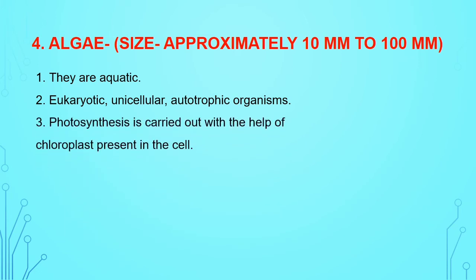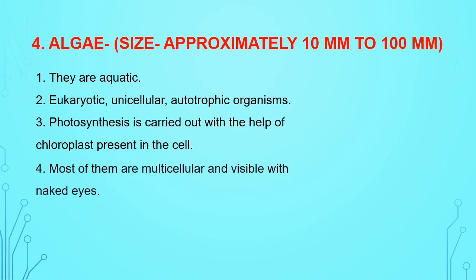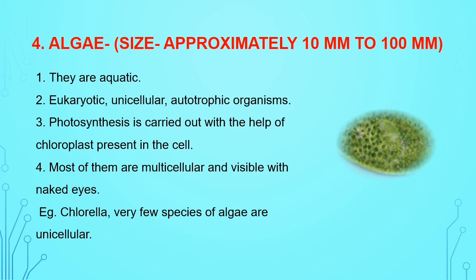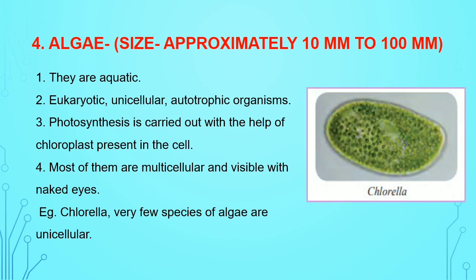Photosynthesis is carried out with the help of chloroplasts present in the cell. Most of them are multicellular and visible with naked eyes. For example, chlorella. Very few species of algae are unicellular. This is the example of chlorella, which we can see around us in the rainy season.